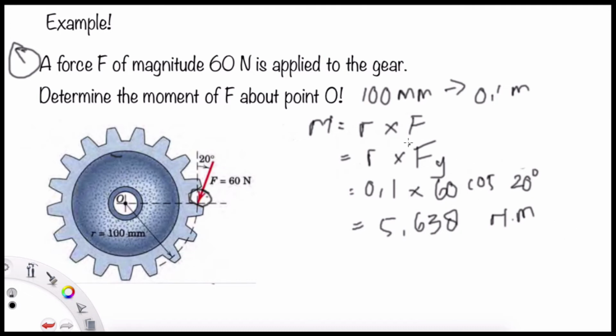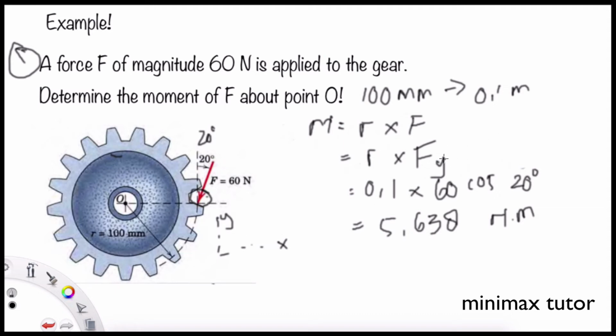Okay, I have finished this one. And then we have the R cross F. The F here has an angle of 20 degrees, where we have to project this one to the y direction. So if I make this one the x direction and this one the y direction, I write this one as R cross Fy.